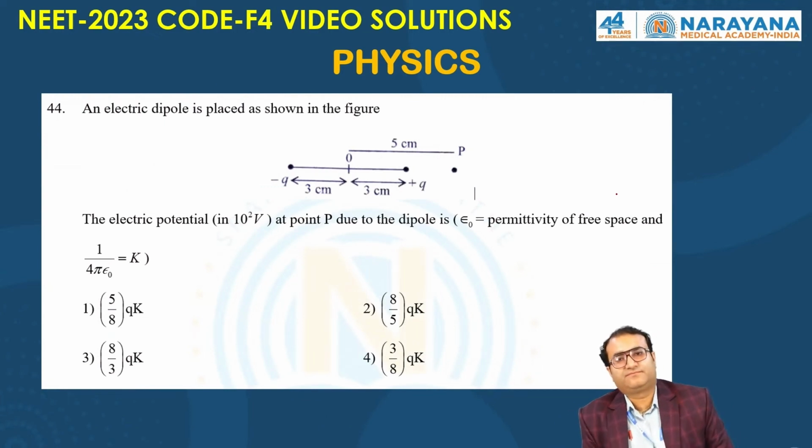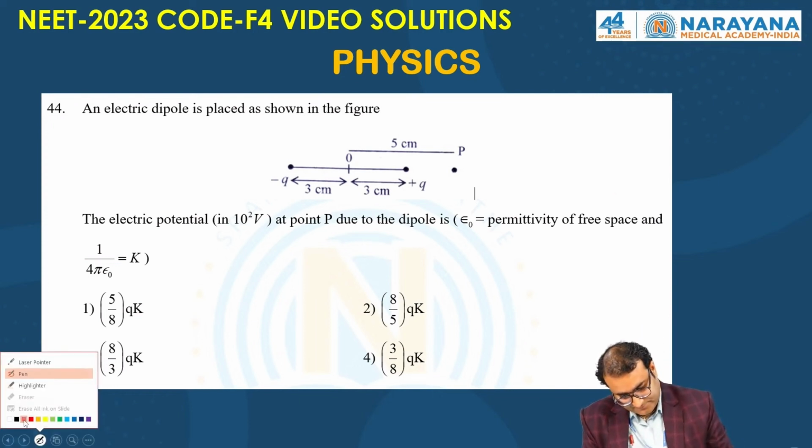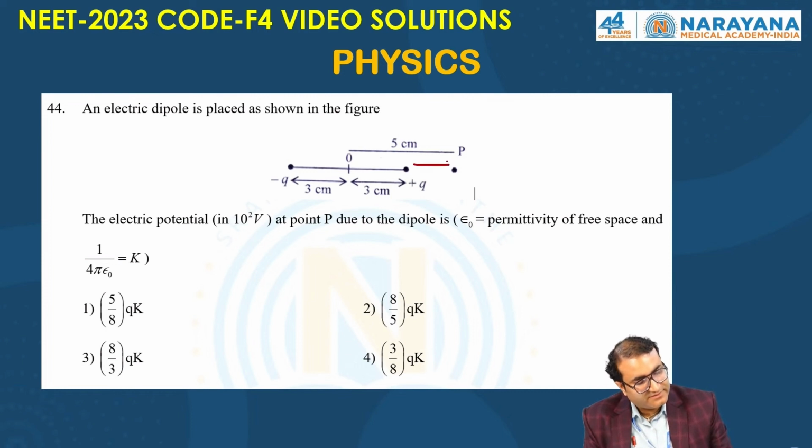Question number 44. Dipole is shown in the figure. Electric potential in 10 power 2 volt at point P. Already 10 power 2 they have taken. See, this distance will be 2 and this distance will be 5 plus 3 is 8. And this is in centimeter, remember.